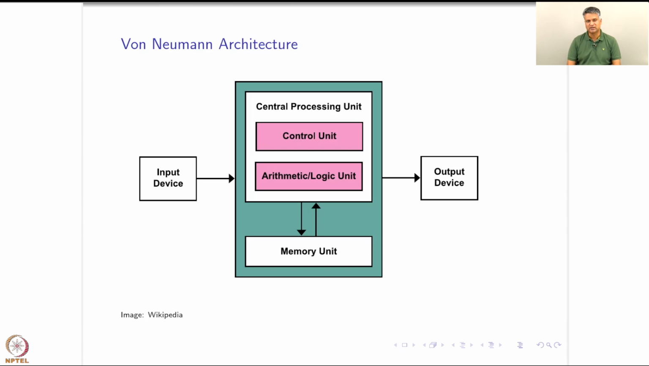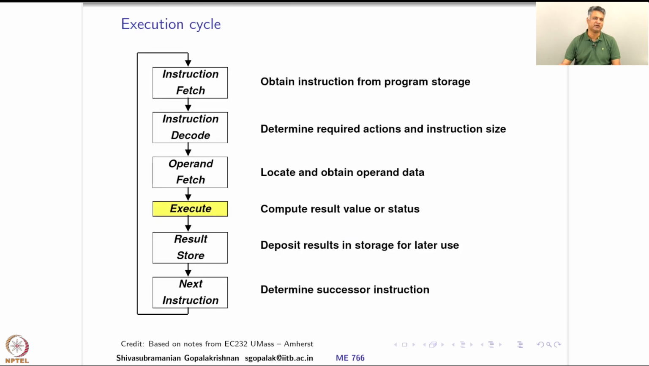We had also discussed that the typical program flow takes place in the following format. This is what the execution cycle looks like. You have an instruction fetch, which basically gets the instruction from program storage, which is stored in the memory. A program typically contains several instructions of the order of thousands, if not millions.